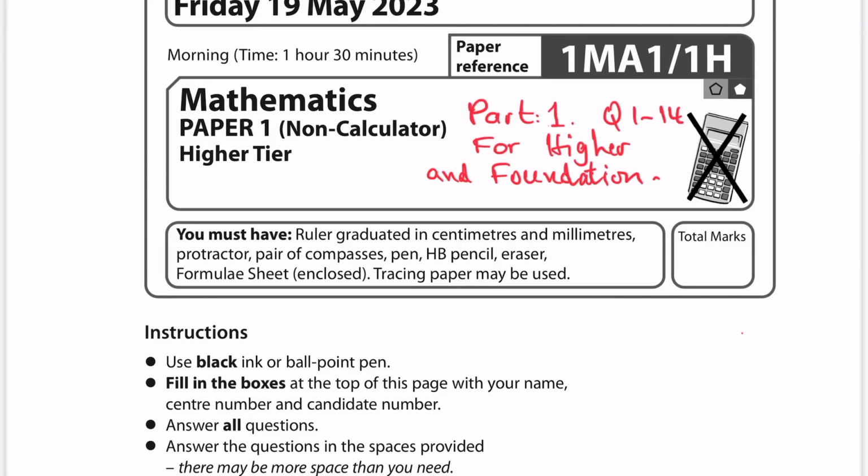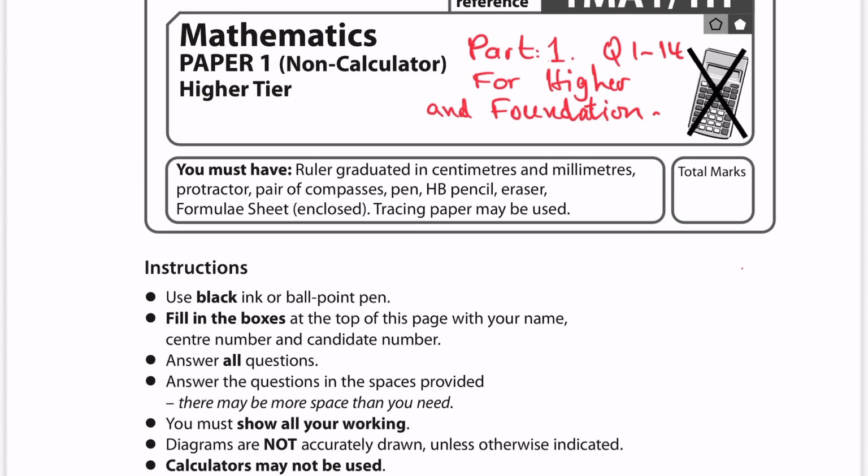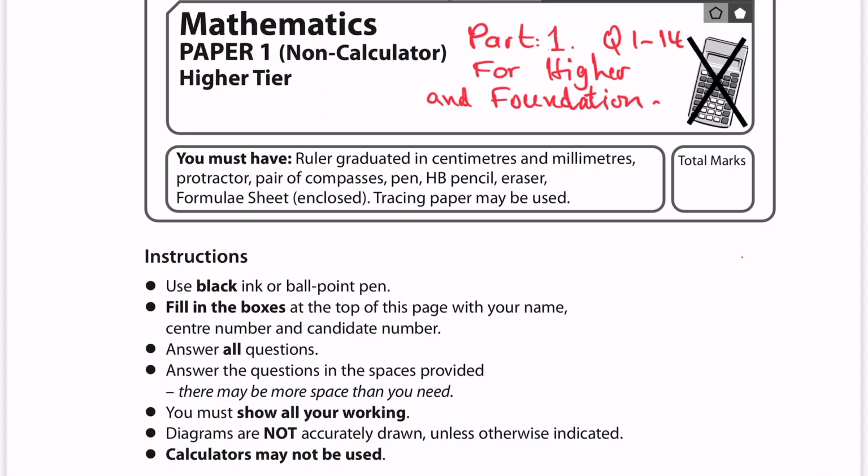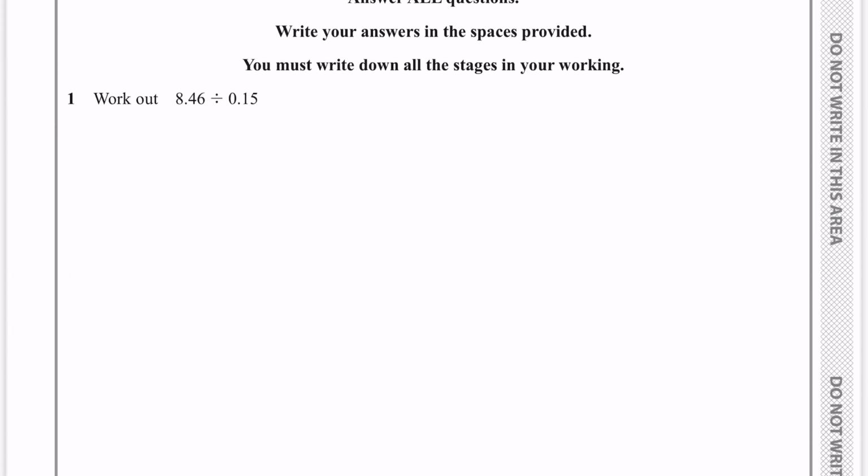Right, in this video I'm going to do the last year exam paper, non-calculator paper, 2023, 19th of May. So let's start. By the way, first question from 1 to 14, which is good for GCSE Higher and GCSE Foundation. So this is part 1. And part 2, it will be from question 15, and it will be only for GCSE Higher. I will do it in a separate video. So let's start. Question 1.